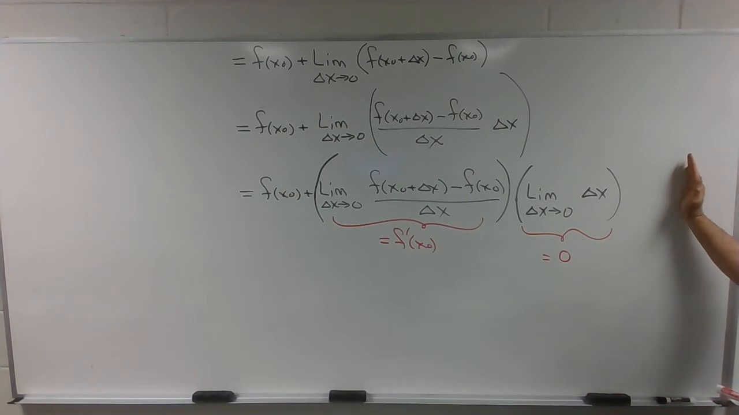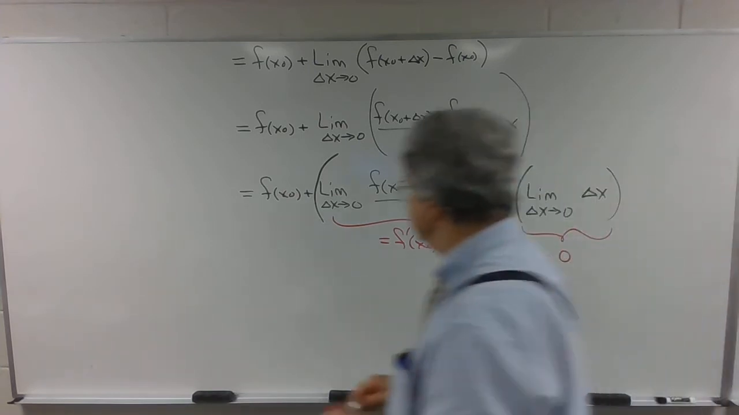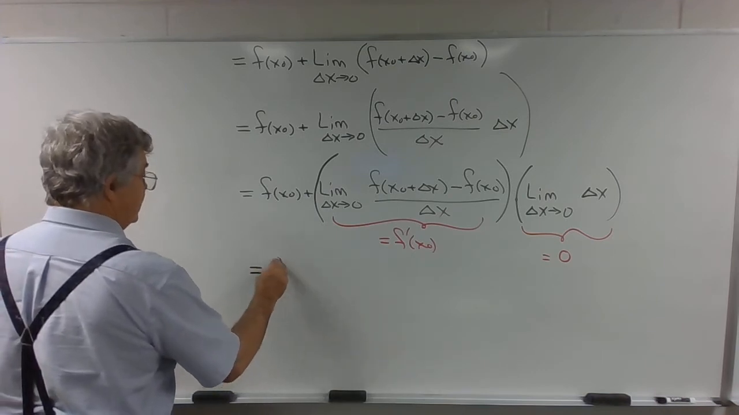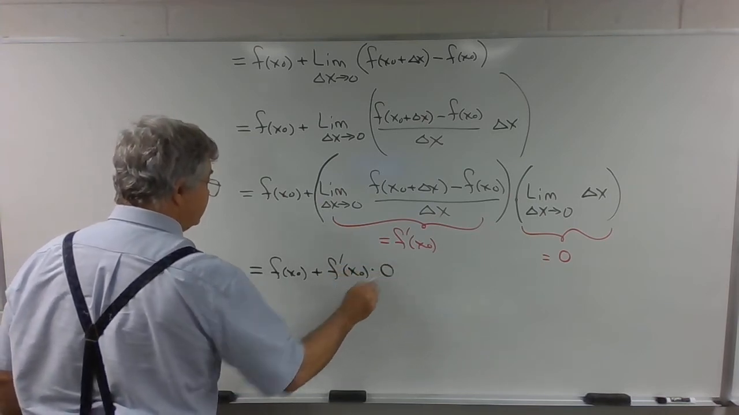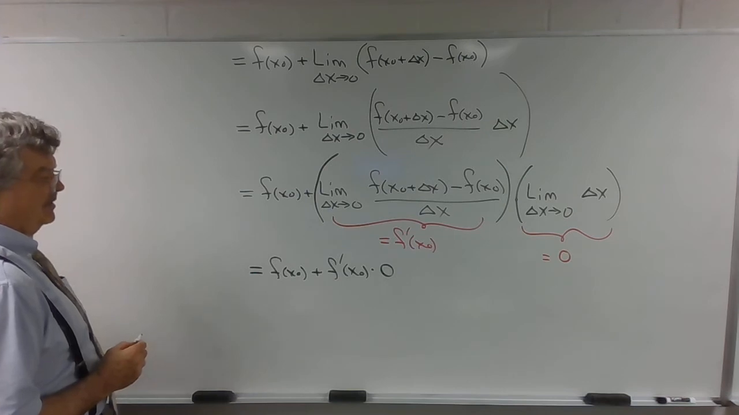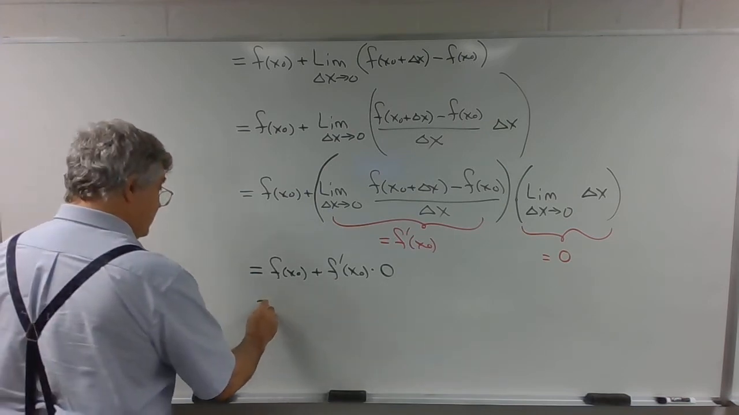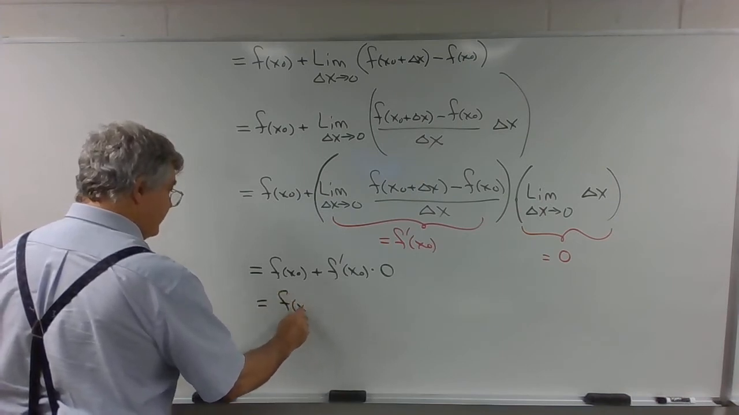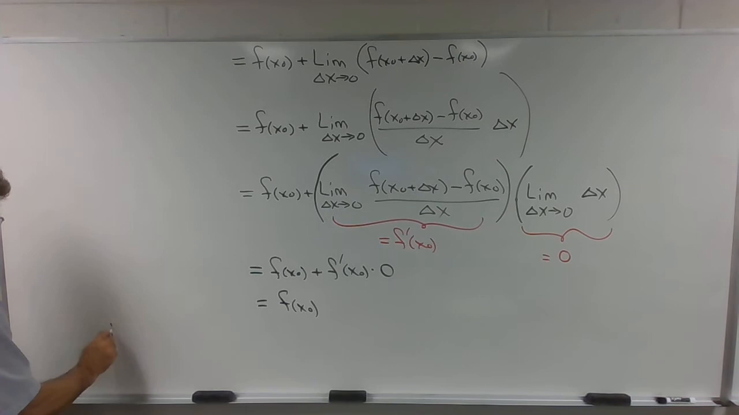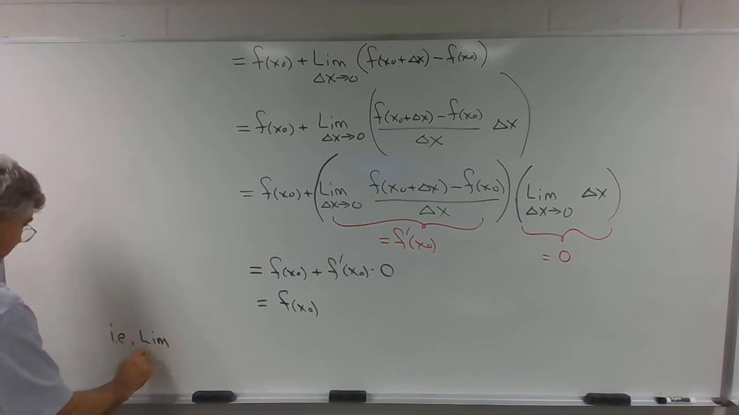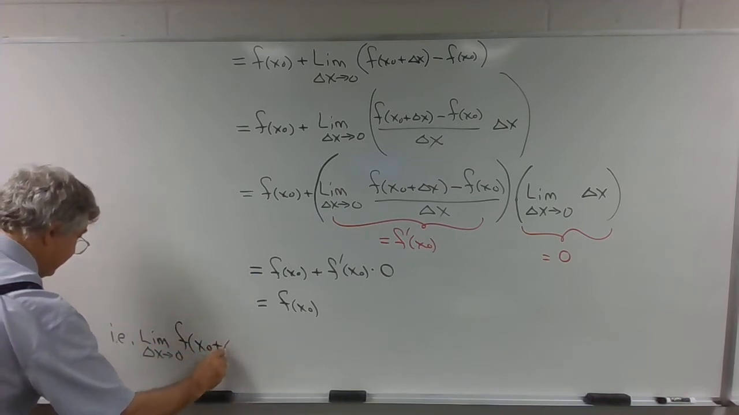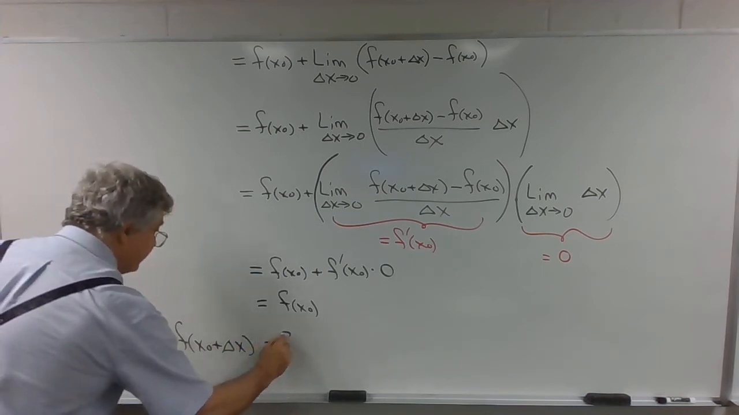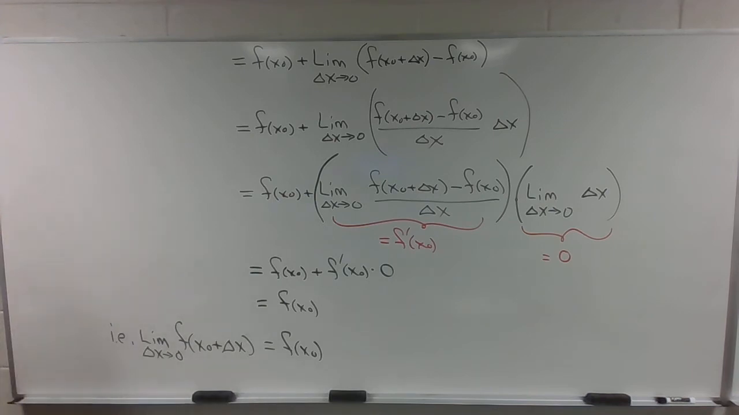We are at the brink of entering the promised land. Here it is. We have f of x naught plus f prime of x naught times 0. Well, that's just f of x naught. That's what we wanted to prove, son of a gun.